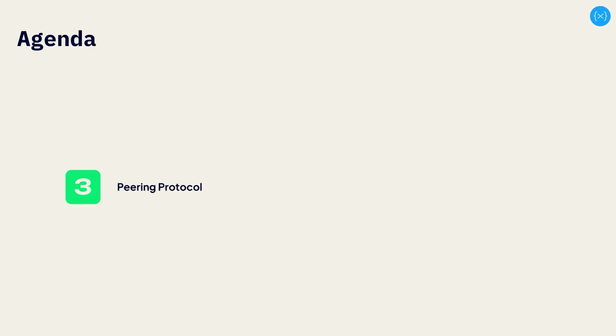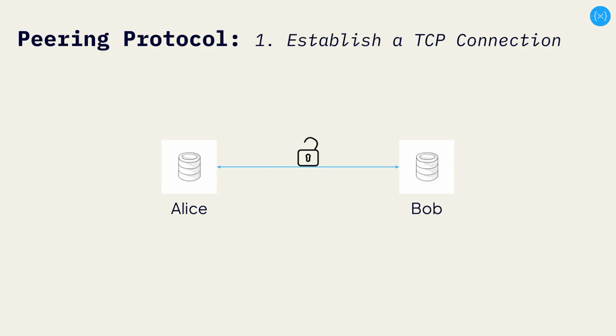Cool. So how do servers actually establish a connection? This is achieved through the peering protocol. It is a multi-step protocol that starts with a simple TCP connection. For now, for simplicity's sake, let's assume Alice knows the IP address of Bob. So Alice establishes an open TCP connection.